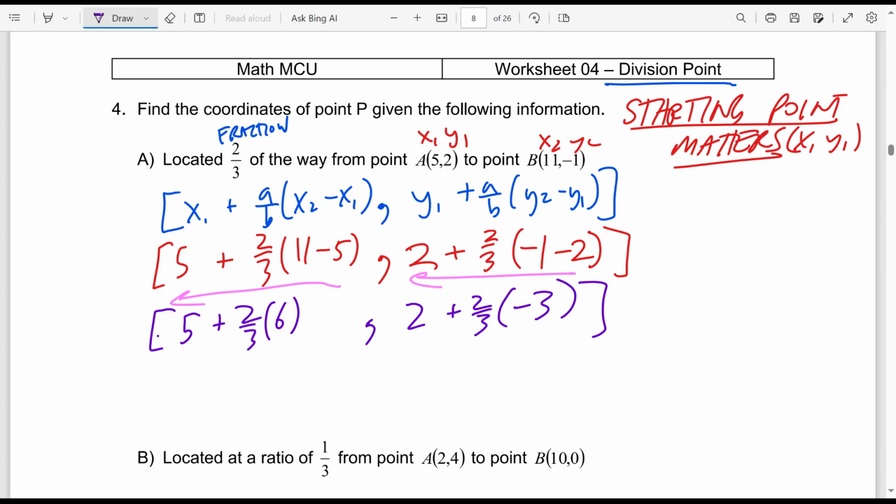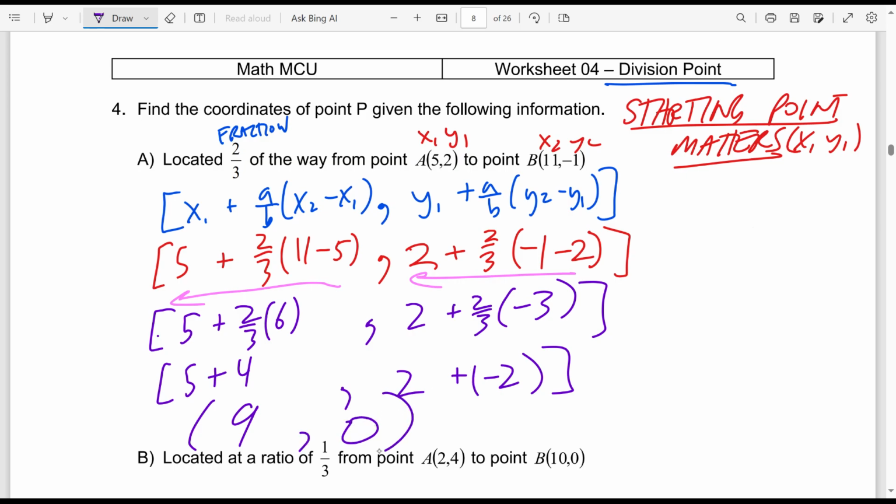So 2 times 6 is your 12. Divide by 3 is 4. 5 plus 4. 2 plus, in this case here, it's going to be -2. So I'm going to have at the end 9 and 0 as where they meet for this point. Because we're adding the negative, which basically means it's subtraction. So the story checks out. That's what that answer would be.